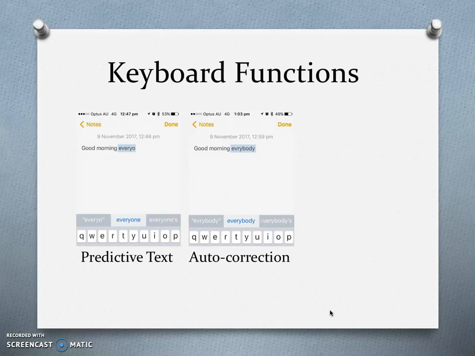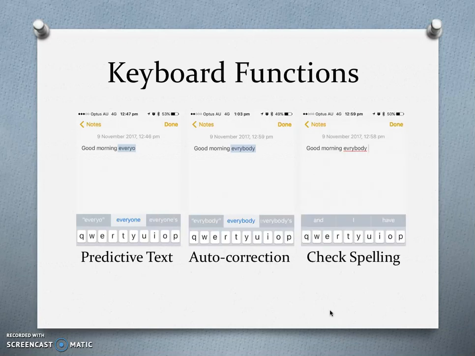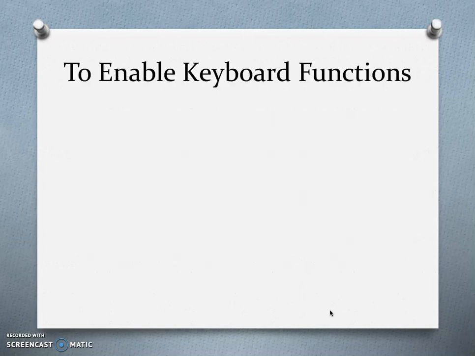Autocorrection changes a word that's been misspelled to the correct spelling of that word. Check spelling highlights a word that's been incorrectly spelled in red. If the child clicks on the word, the iPad will recommend alternative spellings.